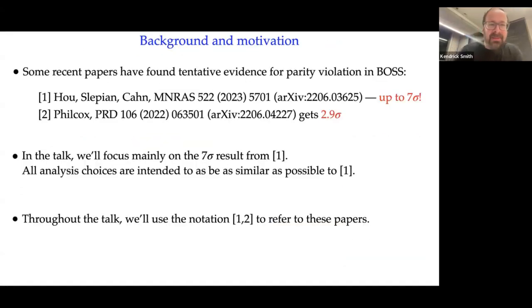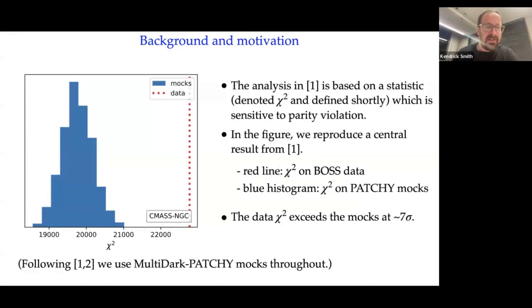A couple of years ago, some papers found some really exciting evidence for parity violation in BOSS. There was a paper by Slepian and Kahn that got up to 7 sigma with certain choices, and a paper by Oliver Philcox that got up to 3 sigma. In this plot, we've reproduced the 7 sigma result with our pipeline.